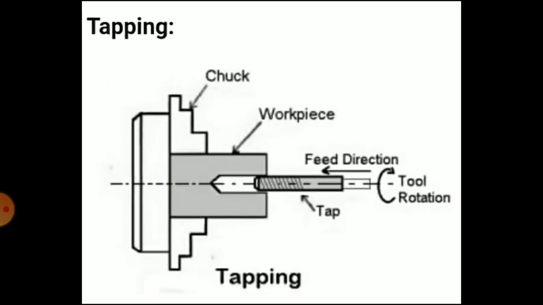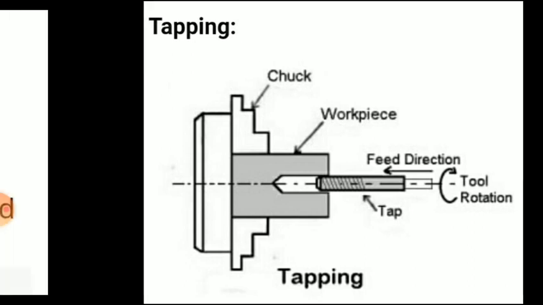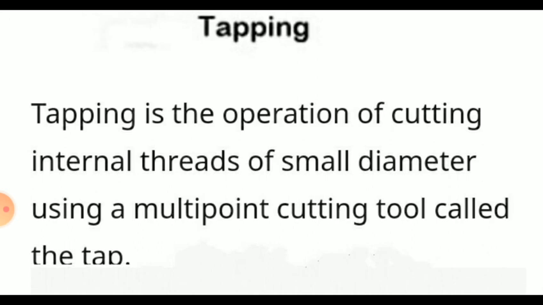Then tapping operation. You can see there is a tap that is held in the spindle of the tailstock and it is moved in a longitudinal direction in a previously drilled hole of specific diameter required for the tapping operation. So it is the operation of cutting internal threads of small diameter using a multi-point cutting tool that is called a tap.